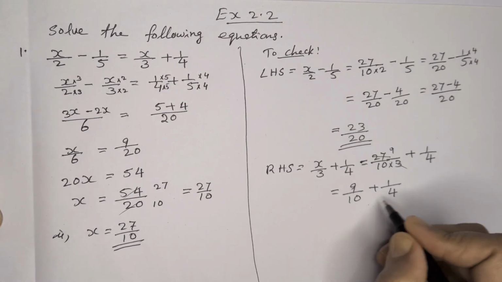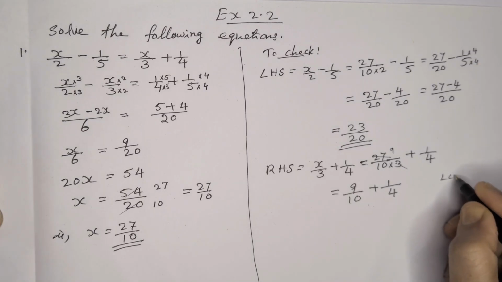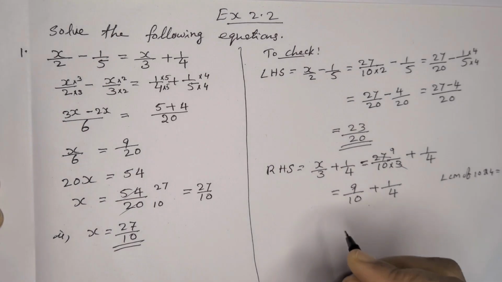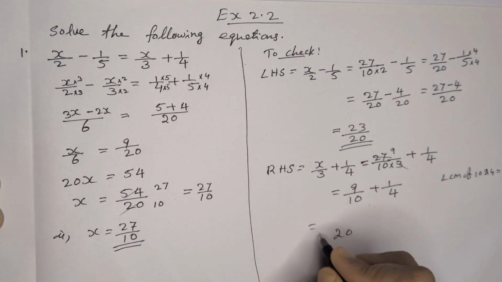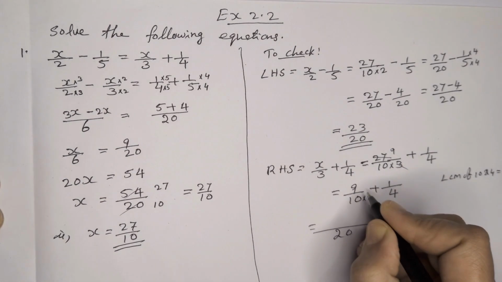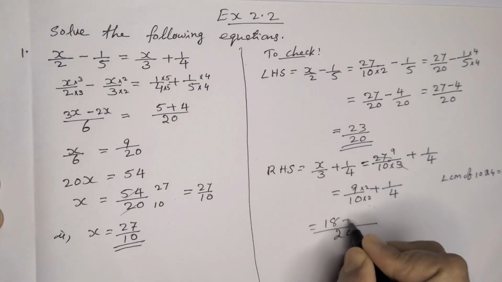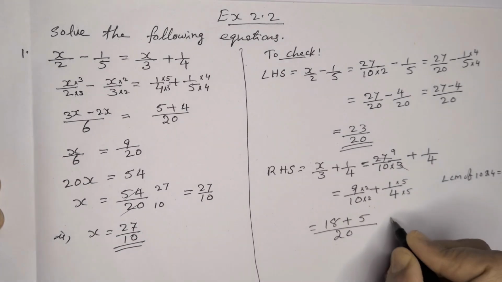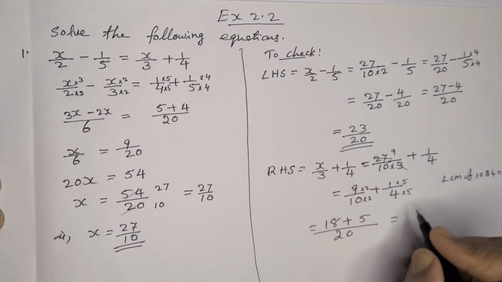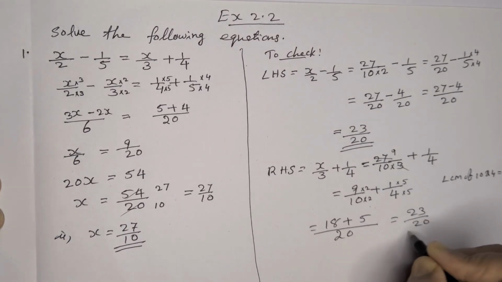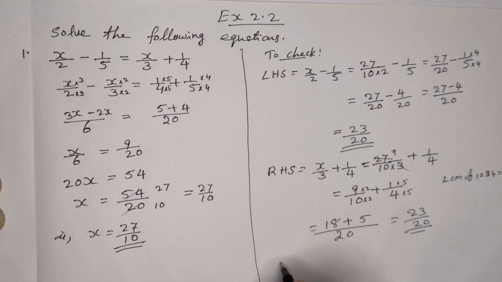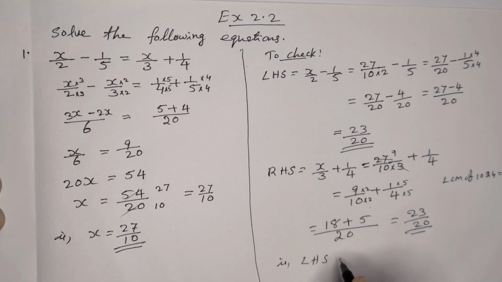Here also LCM of 10 and 4 is 20. So we can take 20 as the denominator. Here 10 into 2, so 18, plus 4 into 5, plus 5. 18 plus 5, what we are getting? 23 by 20. So LHS answer 23 by 20, RHS also same. We can write that LHS is equal to RHS, hence verified.